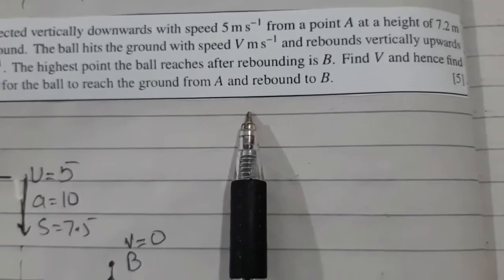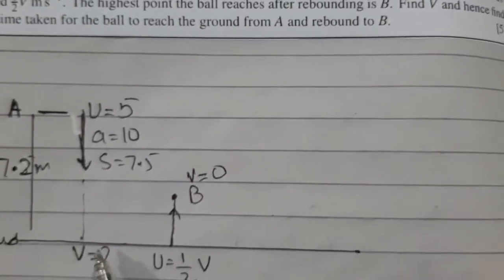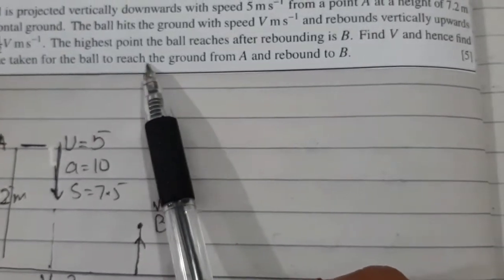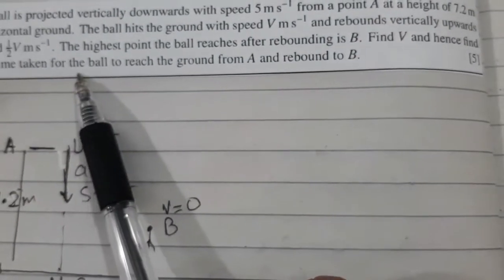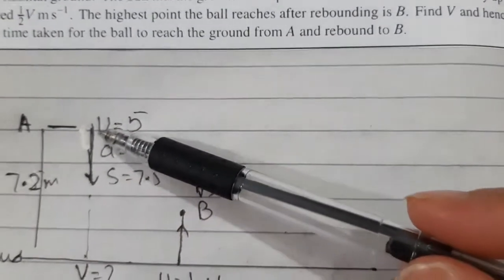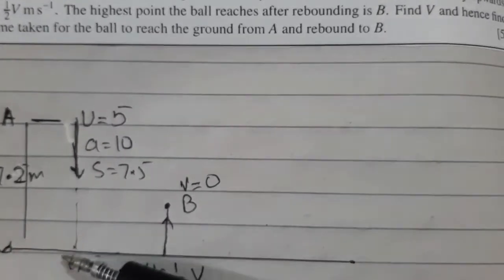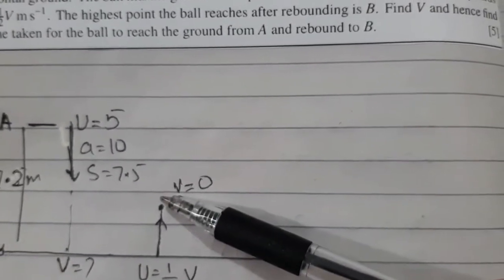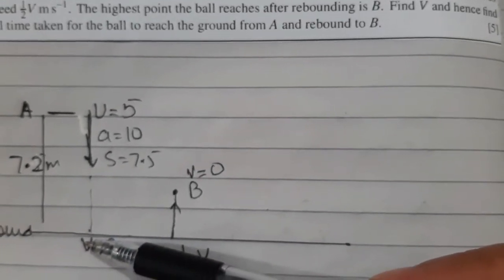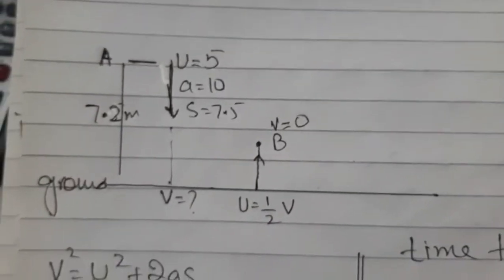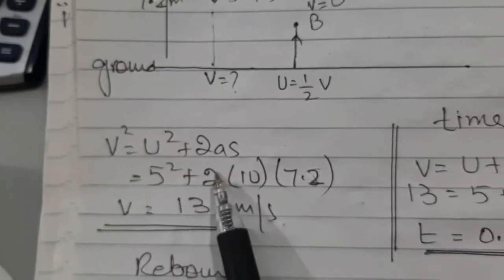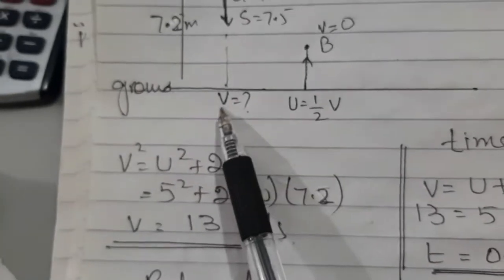Okay, so the question is saying find out V. So we have to find the velocity when the ball hits the ground, and we have to find the time for the ball to reach the ground from A and rebound to B. So we have to find the time when the ball comes all the way down and then goes all the way up. Okay, so let's find this velocity first. Now this is something very simple. Do you remember the constant acceleration formulas, the SUVAT equations? This one, V squared equals U squared plus 2AS. So I have found this velocity, 13.